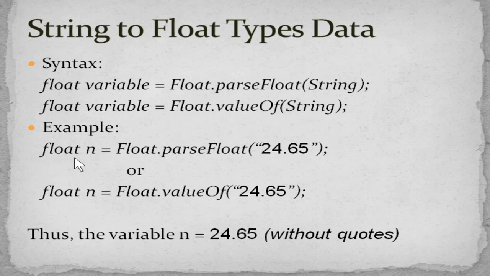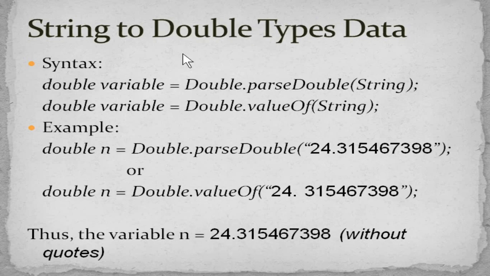For example, float variable = Float.parseFloat, within double quotes you have a decimal value, a floating point number, which will be converted into a float and stored in the variable. The same way Float.valueOf also does the same. Now the value of n will be 24.65, which is a float value. Next is string to double data type. Here you are going to use double as the keyword.